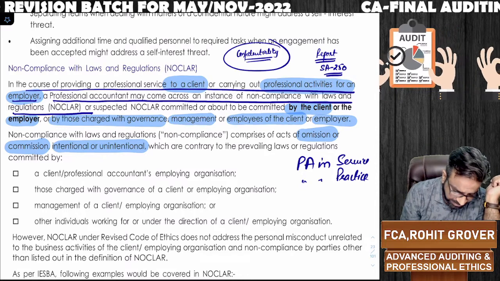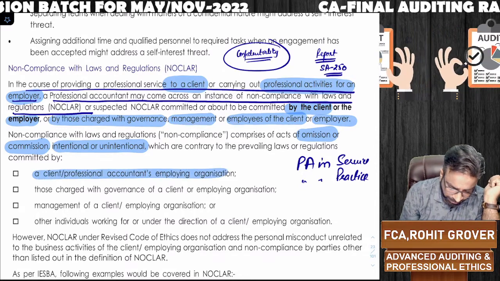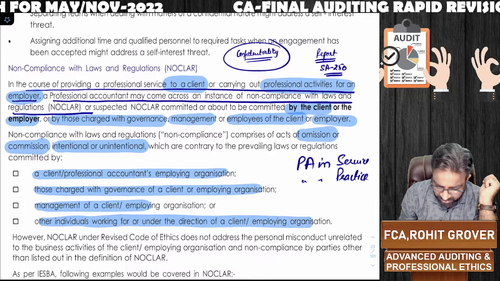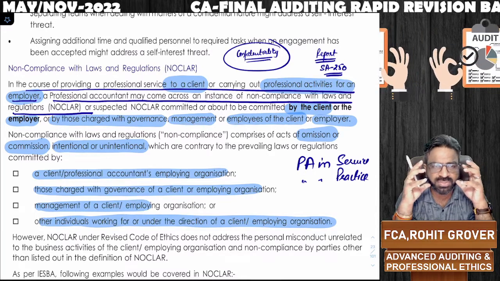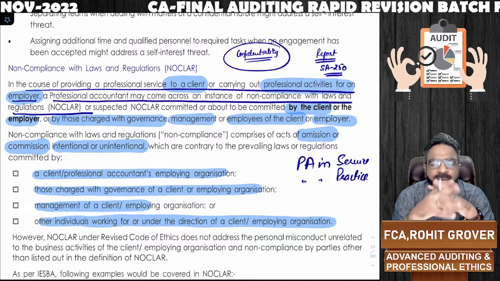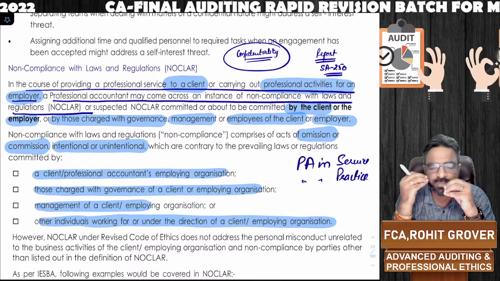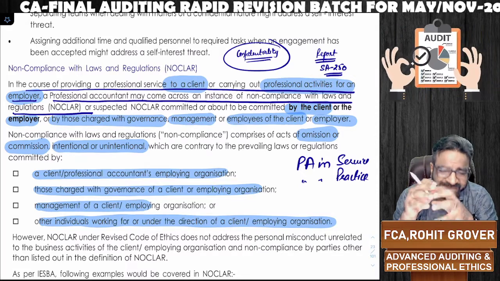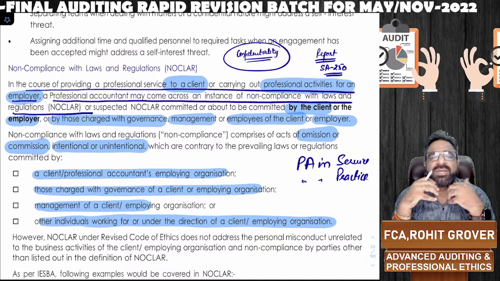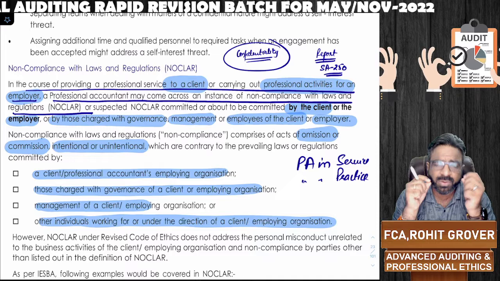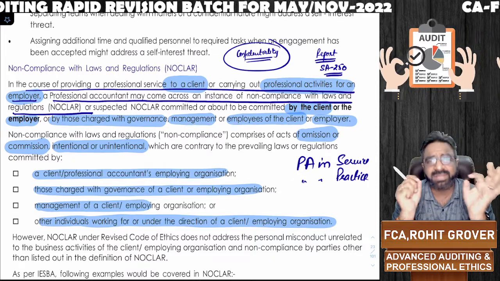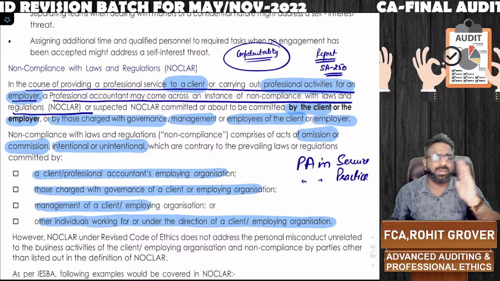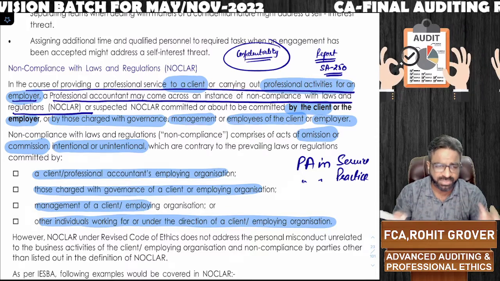Now, who can do it? Your client can do it, your employer can do it, TCWG can do it, management can do it, or other individuals working in the company can do it. So I hope you all understood the concept of NOCLAR. NOCLAR stands for non-compliance of laws and regulations. It is applicable for both professional accountants in service as well as professional accountants in practice. So while doing the practice and while doing the service, if you come across any kind of NOCLAR or suspected NOCLAR done by the client or employer, intentionally or unintentionally, in the form of omission or commission, then in that case your responsibility is to report.